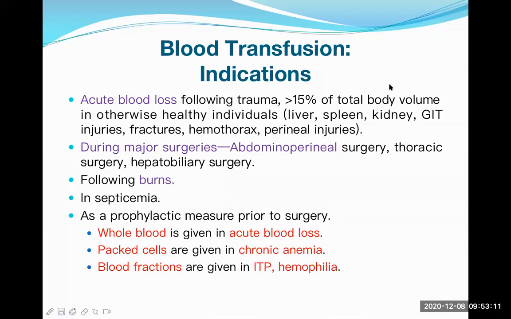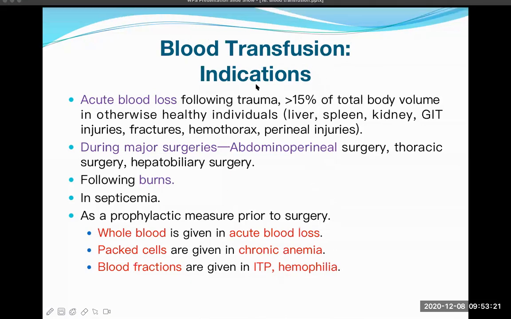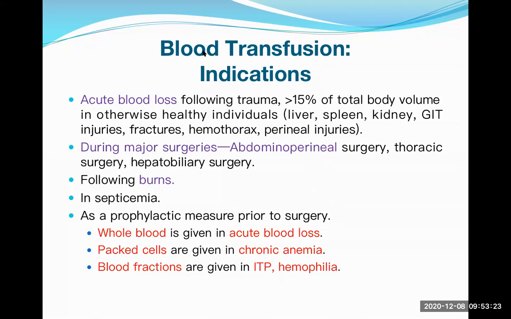Let's move on. Blood fractions are given in ITP and hemophilia. Now in ITP, we want to give platelets. Though that platelet will be quickly destroyed, still to buy time, we have to give platelets here. And in case of hemophilia, which factor do we give in hemophilia treatment? Then we give the clotting factor because of bleeding disorder, sir, that's why. Yeah, so which factor deficiency leads to hemophilia? The clotting factor, eight.